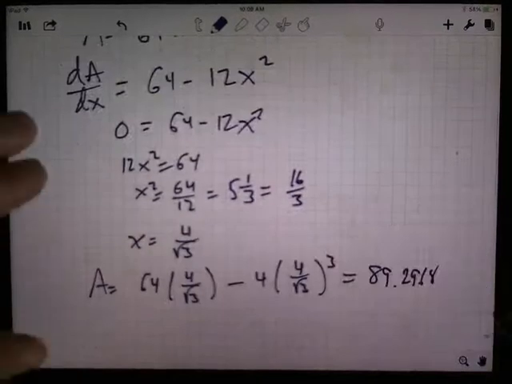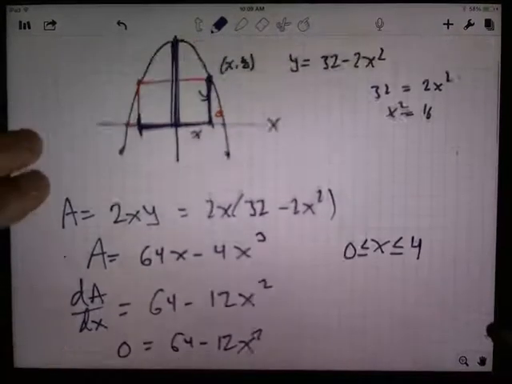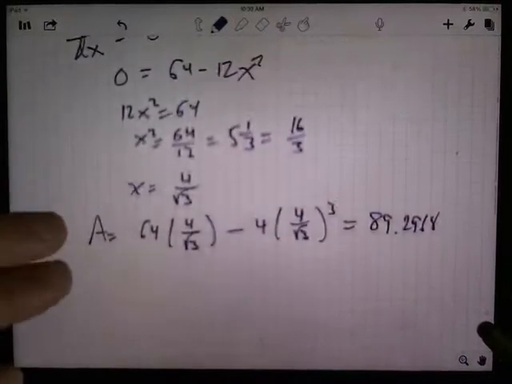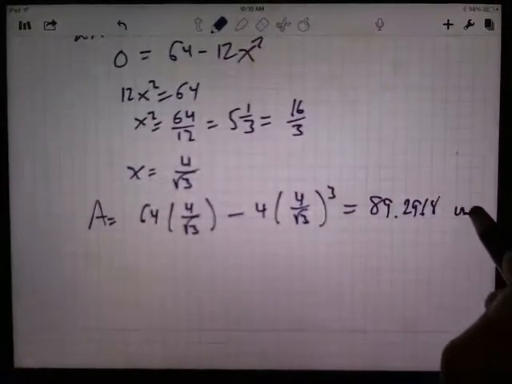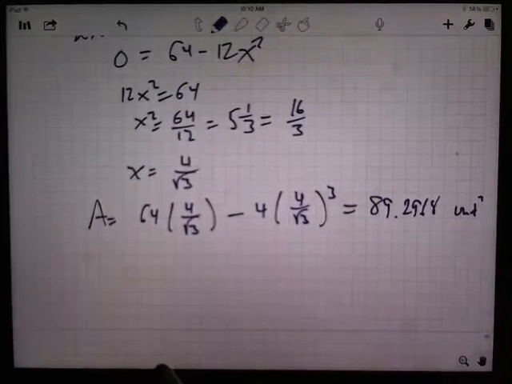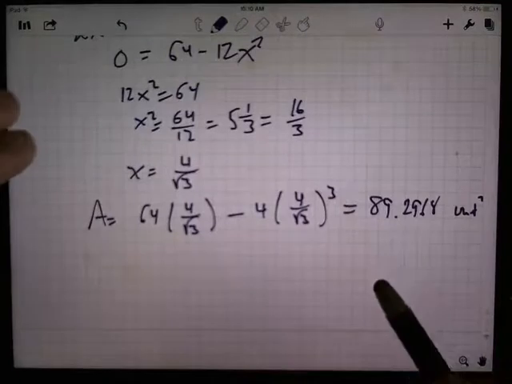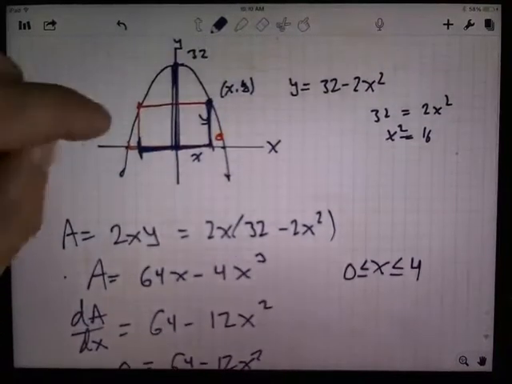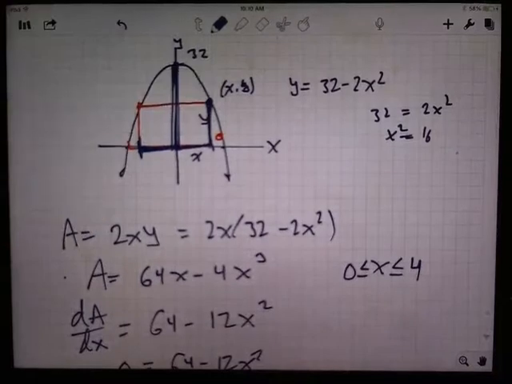89.2968. And did I ever give units? Well, square units, whatever they are, right? Because that was length times width. So anyway, that is the maximum area that you can get from a rectangle with its vertices on the parabola.